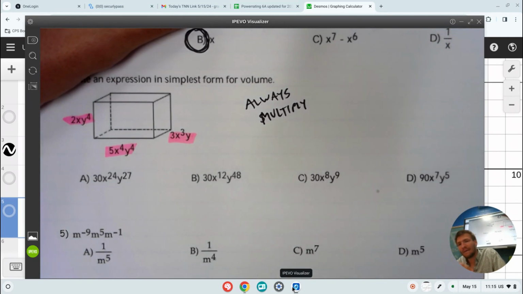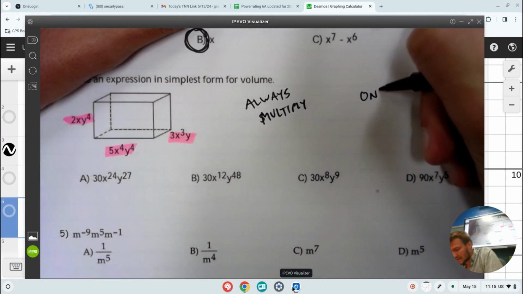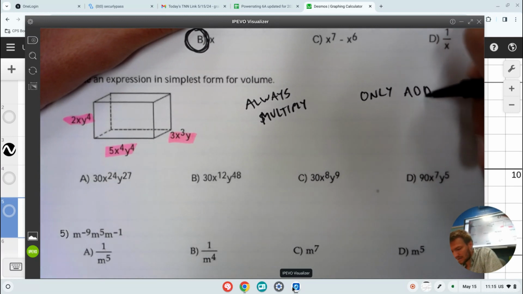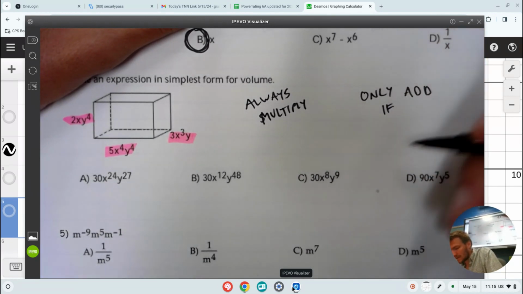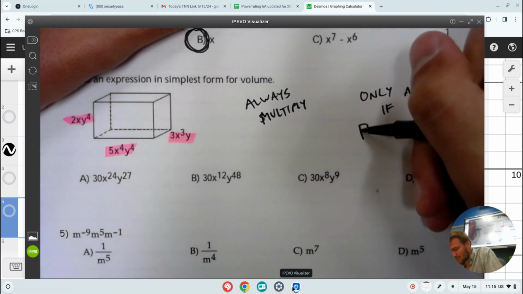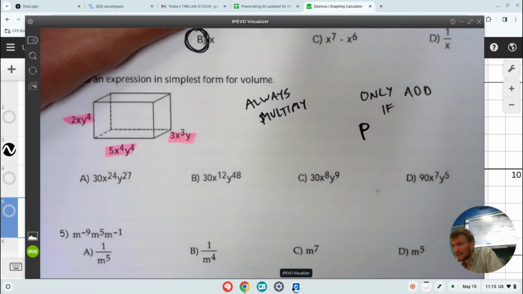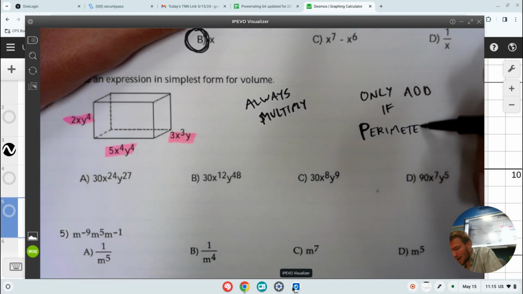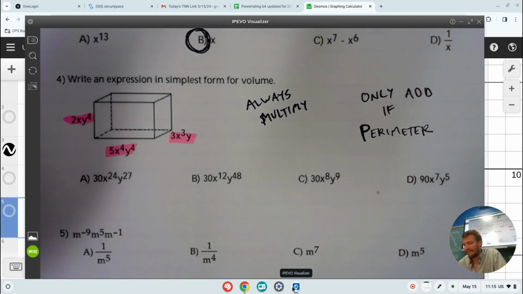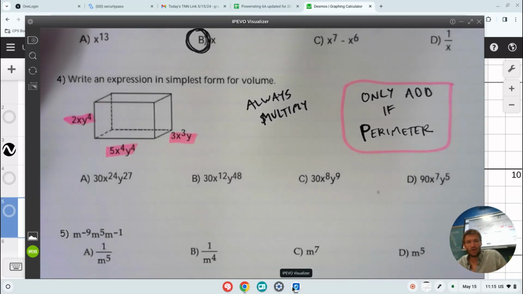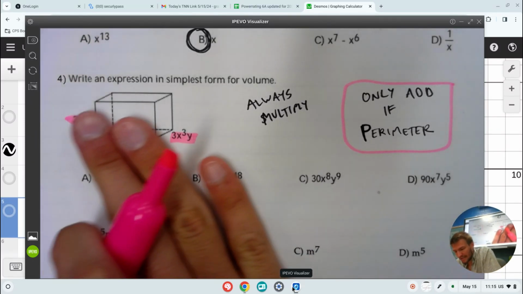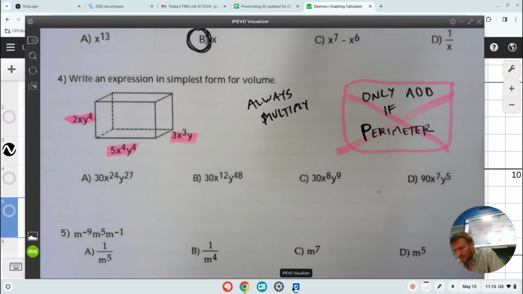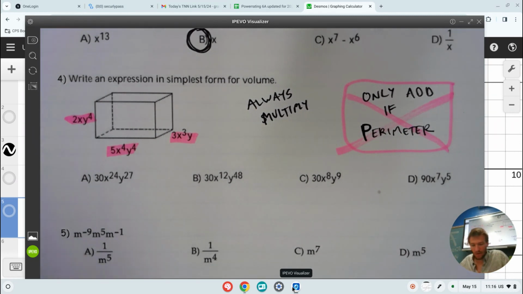The only time we add, there's a word that starts with the letter P. I heard somebody say it. Perimeter. This is the only time we would ever add is the word perimeter. Does this question say anything about perimeter? No. So we're not going to use perimeter for this question. If you do see perimeter on the SOL test, that's an easy one. Just add them up and you should be good.